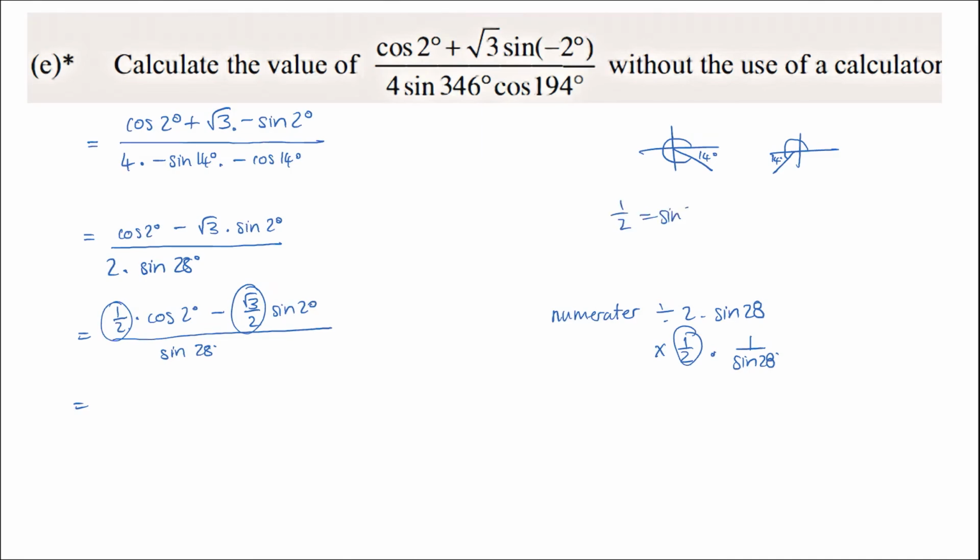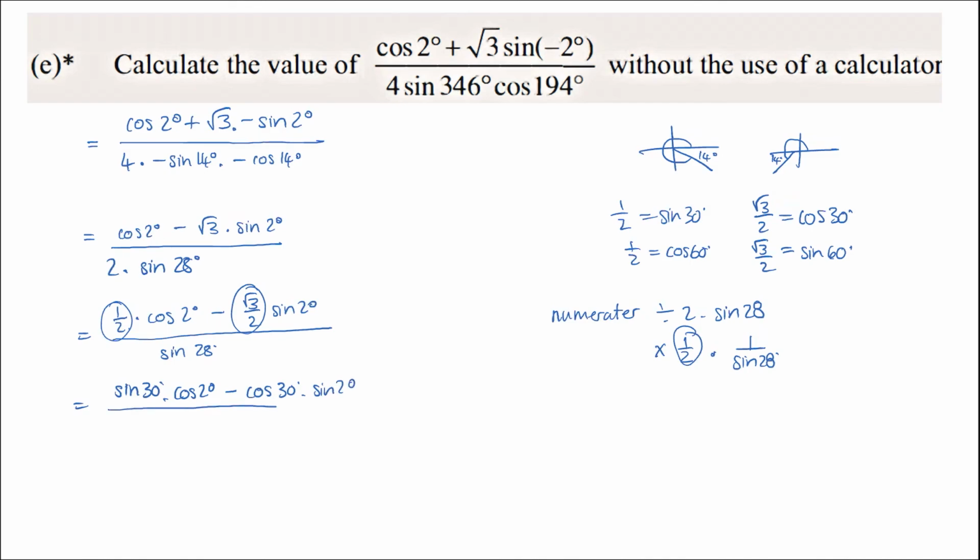This leaves me with some special angles here. A half I can write as either the sine of 30 or as the cos of 60 degrees, and I can write the root 3 over 2 as the complementary angles there. So this would be the cos of 30 or the sine of 60 degrees. And it doesn't actually matter which one you choose to do here. So because I've got sine at the bottom, I'm going to choose sine of 30 degrees times the cos of 2 degrees minus, here's my root 3 over 2, the cos of 30 degrees times the sine of 2 degrees.